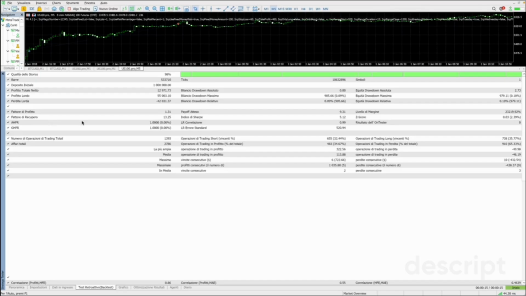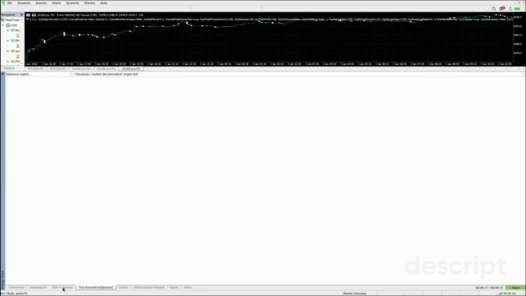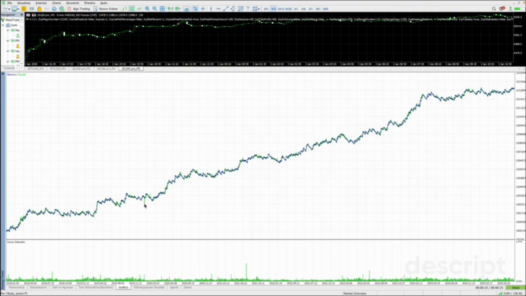The recovery factor. Recovery factor is the total net profit divided by the biggest equity drawdown. So this drawdown here is not the balance drawdown. This is the equity drawdown. What's the difference between the two? Basically, a position did a big drawdown, but then it closed with a profit or maybe closed at break even.